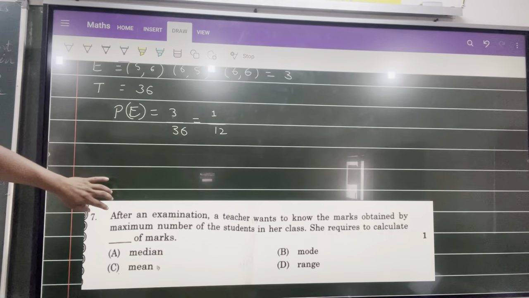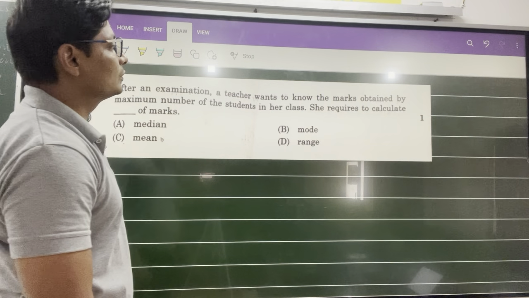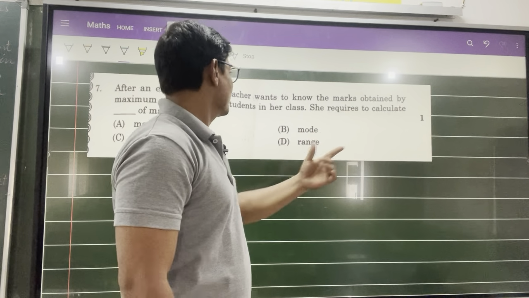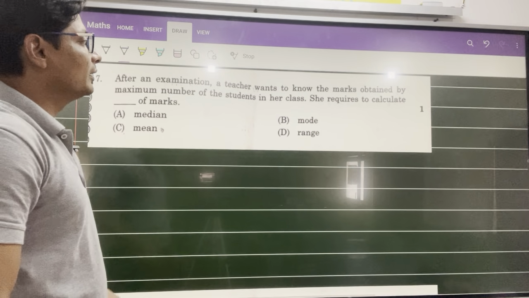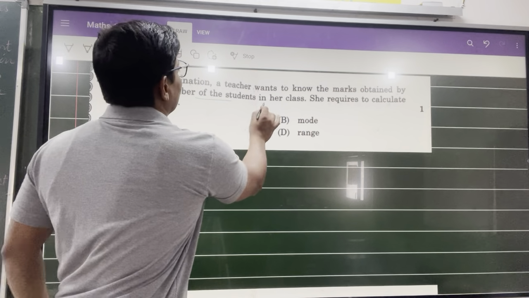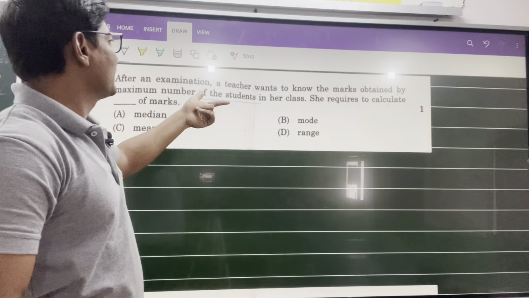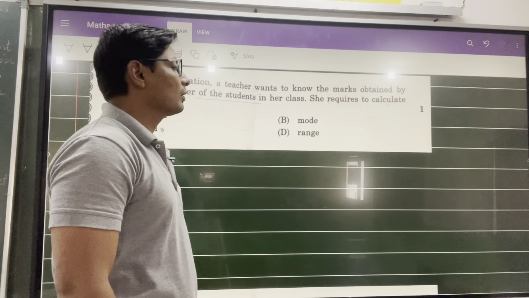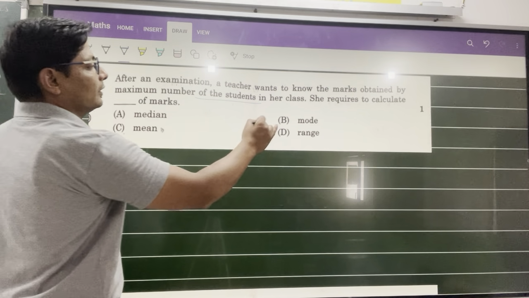Okay. Then moving on to the seventh question. After an examination, a teacher wants to know the marks obtained by maximum number of the students in her class. She requires to calculate dash dash of marks. So here when we want to obtain the maximum number of students, that is scoring the marks. So maximum number of scoring, what number of marks. So here repetition of the particular number has to occur more times. So that we have to obtain. So for that it is mode.